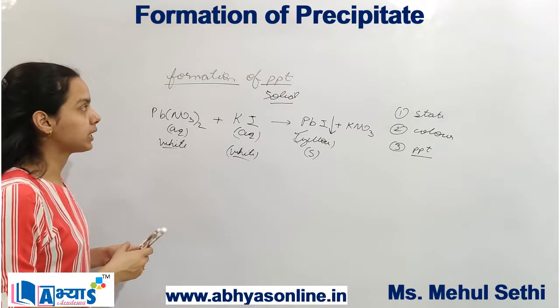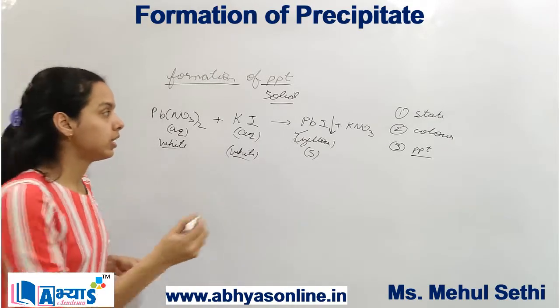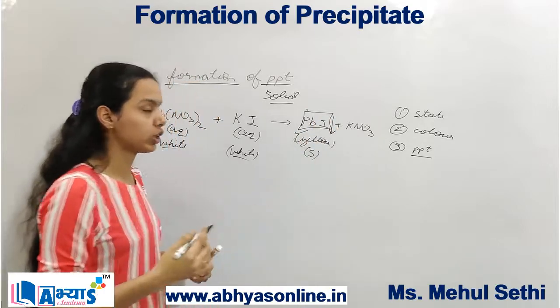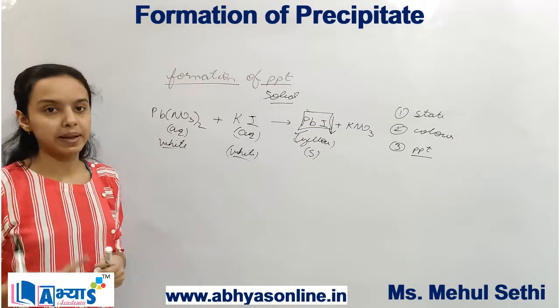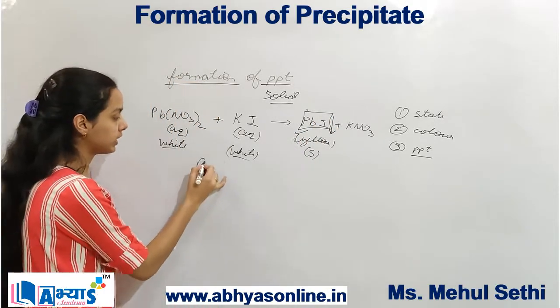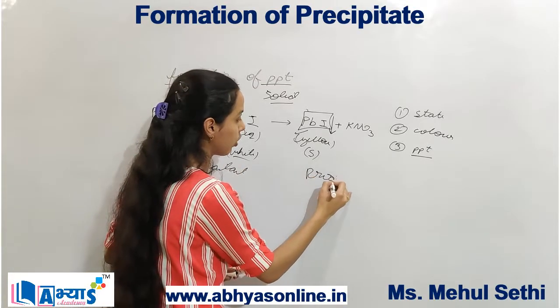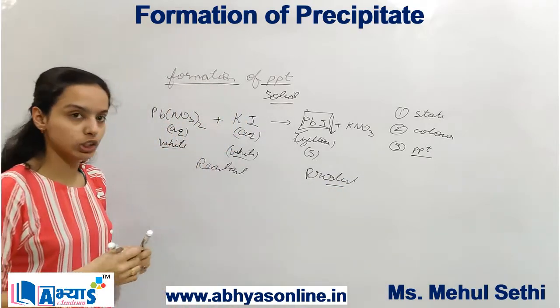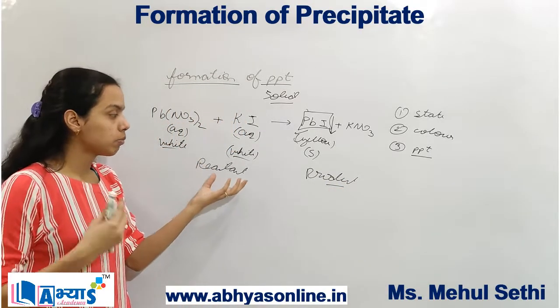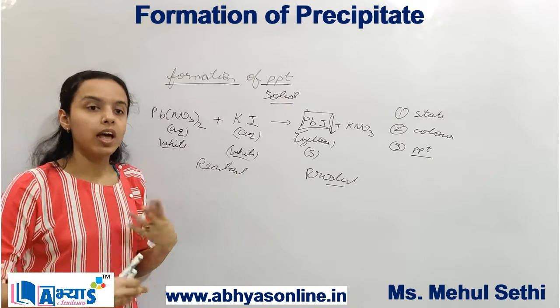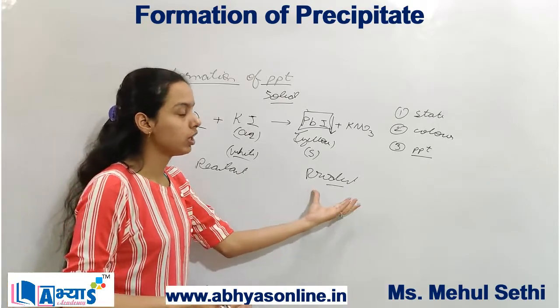So this was the concept of formation of precipitate. The lead iodide, which is actually a compound, is known as the precipitate, and these two are known as the reactants and these two are known as the products. The reactants were the original substances, and the bonds from these substances are broken and new bonds are formed, which were the products.